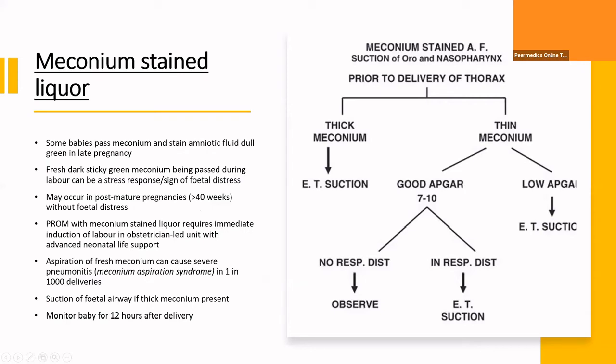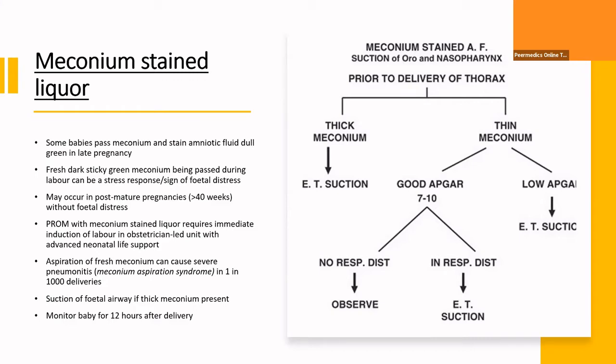Meconium stained liquor. So this isn't really something, I guess, that is as much of an emergency as some of the other things that we're going to discuss, but it can become an emergency, particularly for the fetus. So meconium obviously is basically the poo that babies can have while they're in utero, and some pass it, and it can stain the amniotic fluid, this weird dull green colour that can be pretty alarming to see. And if they pass this fresh, dark, sticky green meconium during labour, this is quite worrying because generally babies shouldn't really be going for poo during labour, and it can be a sign that there's some kind of stress response, some kind of fetal distress, or some kind of stress that's occurring during labour that's causing that to happen.